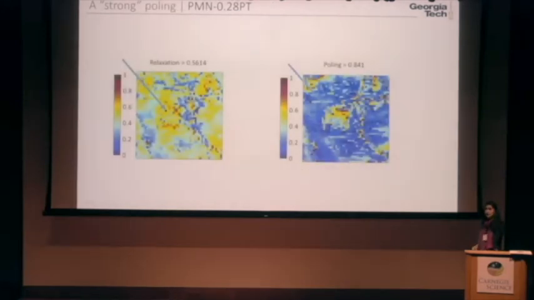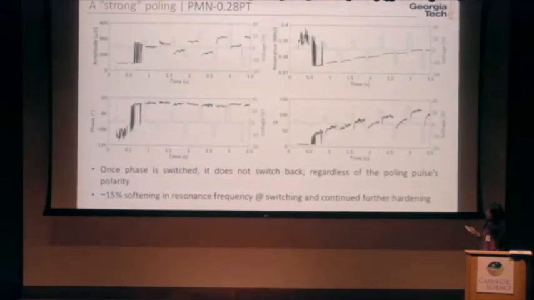Now, if you look at the strong poling location, something very interesting happens. Well, it switches and it changes. The amplitude goes substantially higher within some of the first few poling pulses, and it corresponds to a phase change. And beyond that, the phase doesn't change anymore quite. But this corresponds also to a very large change in the resonance frequency. This is approximately 15%. Here it is, 15% softening in the resonance frequency.